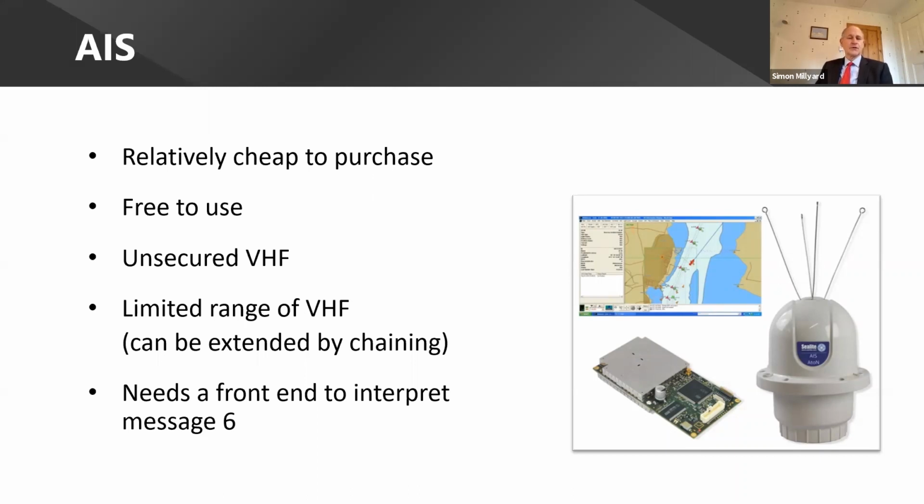But again, you need a front end to interpret the message that will give you the monitoring data, which would be message 21 or mainly message 6. And they come in various guises. Here's an independent unit shown on the picture, but you can get them now tucked into the lantern itself. But again, you generally get what you pay for, and the bigger and the better the antenna, the longer the range you're going to get.